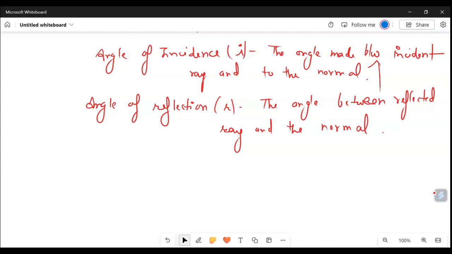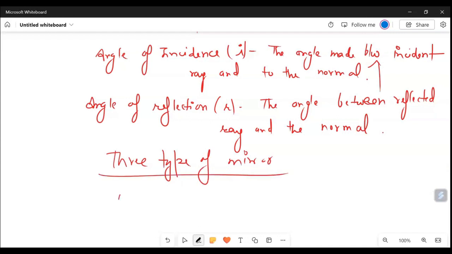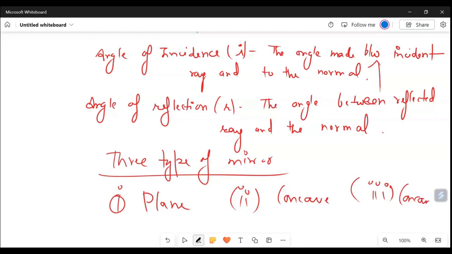Okay, so this is your topic, and further we are going to discuss three types of mirror in which reflection occurs. First is the plane mirror, in which reflection can occur. Then the concave mirror, and the third one is the convex mirror.